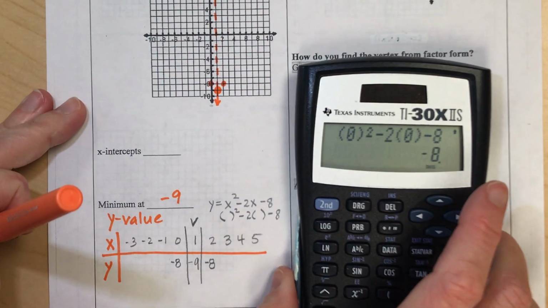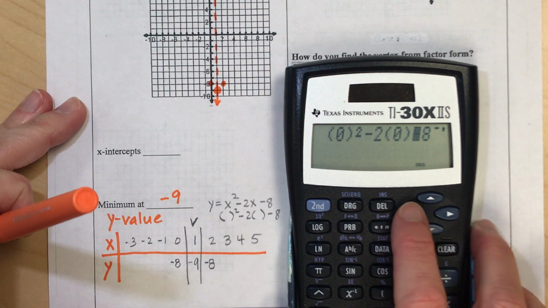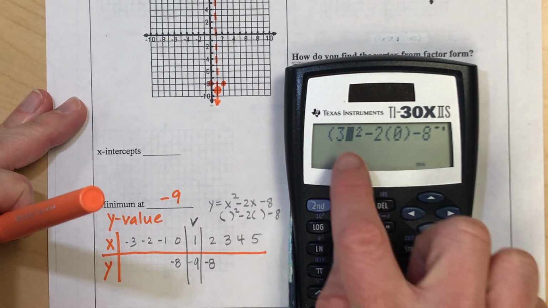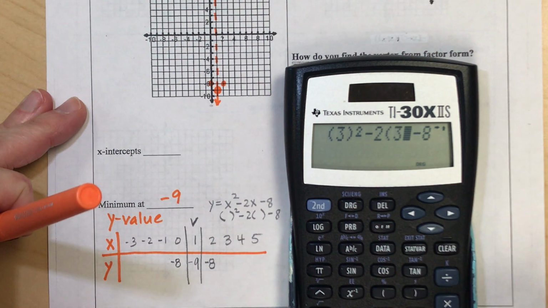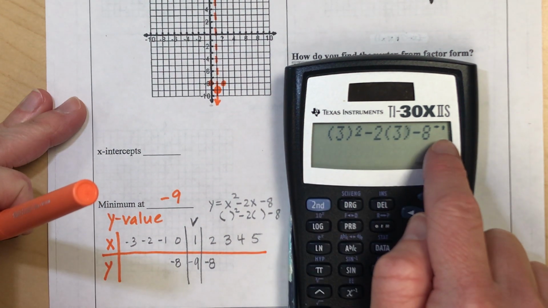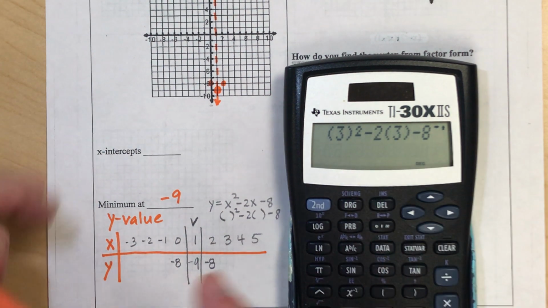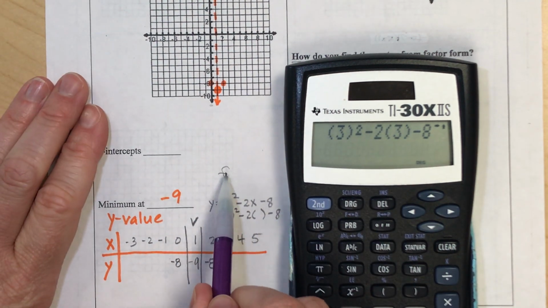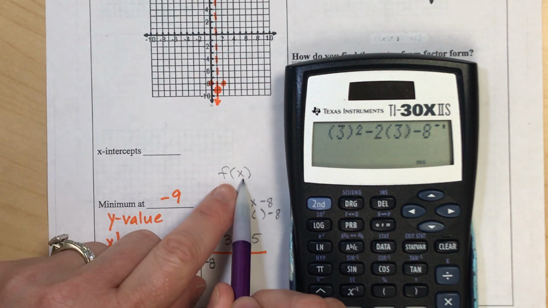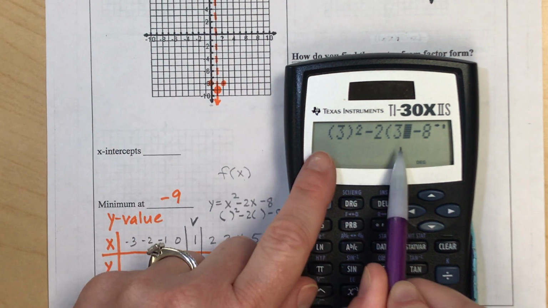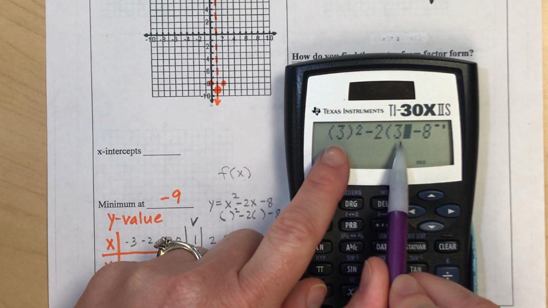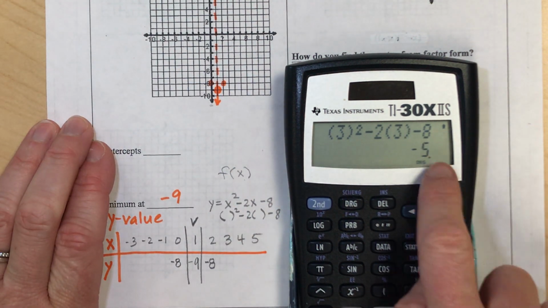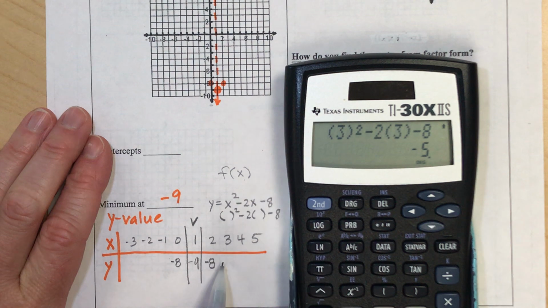Okay, now I'm going to go back and I'm going to go 2 out from my vertex. So if my vertex is at 1, if I go 2 out, that would be 3. So I'm going to type in a 3 here and a 3 here. Notice you have to use parentheses when you're inputting a value. This is why we call it, I don't know if you've made this connection yet, f of x. Notice how there's parentheses around that x, and notice how when I'm inputting that x value, I'm using parentheses. That's really important. Okay, so here when I evaluate at 3, I get -5.